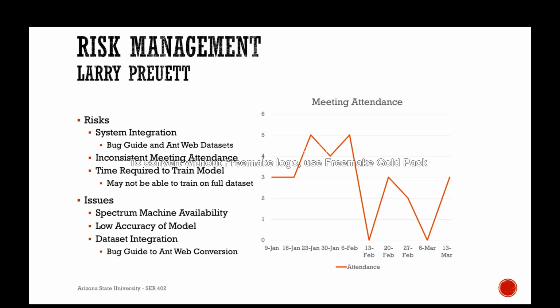We've trained 2 models on the AntWeb dataset and achieved 20% accuracy approximately each time, and this is well below our 80% goal. Dataset integration is another issue. Integrating bug guide and AntWeb datasets has proved to be especially difficult because of the way each of them are structured or not structured.